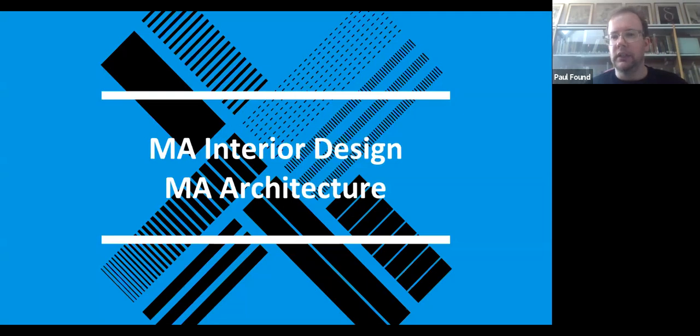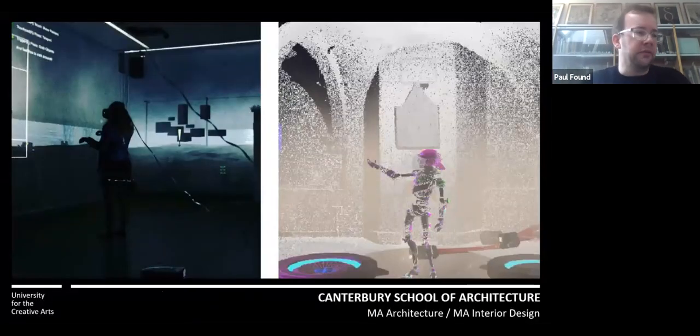So again, while I am highlighting undergraduate opportunities, there are also pathways for master's degree study in either MA Interior Design or MA Architecture. Both of these focus on the design or redesign or reuse of spaces. The architecture one is not the accredited Master of Architecture. It is a Master of Arts in Architecture. So slightly different.